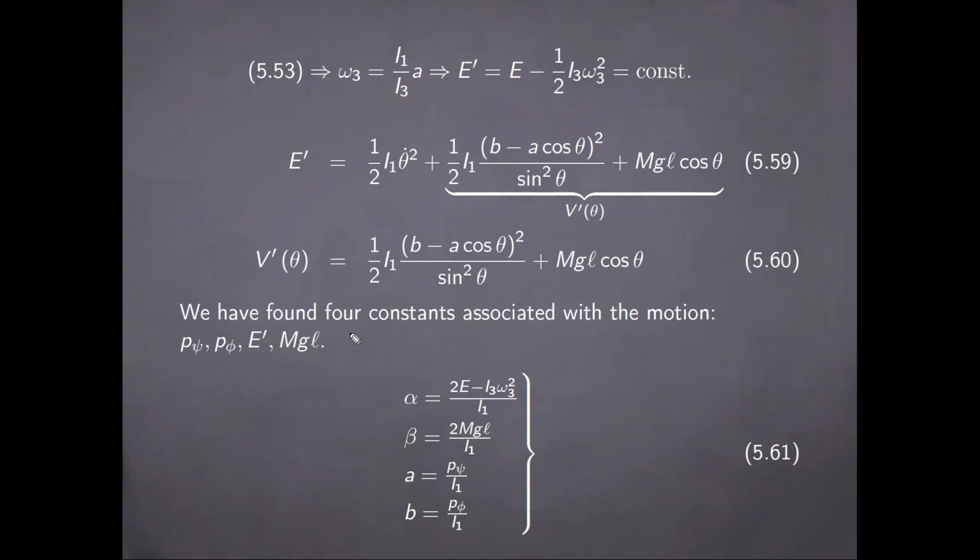So we have found four constants associated with the motion. The two generalized momenta conjugate to the angles psi and phi. This energy E prime, out of which we have removed the contribution of the spin rotational energy, and the maximum value of the potential, which is just m times g times L. And it is useful to cast these quantities in a normalized form in terms of the constants alpha, beta, a, and b, according to the formulas here.